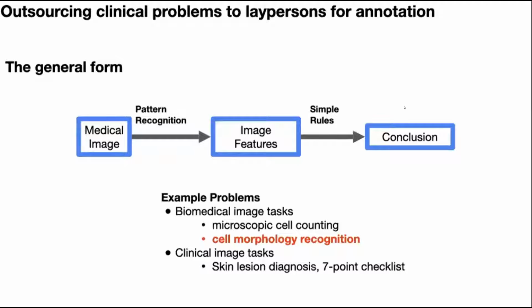Outsourcing clinical problems to laypersons for annotation generally takes this form. Given medical images, you perform pattern recognition to come up with some image features that you then base a conclusion on, given simple rules or protocols that are provided to the annotator. Some example problems are biomedical image tasks such as microscopic cell counting and cell morphology recognition, which we'll try to tackle in this presentation, or clinical image tasks like diagnosing a skin lesion, say as melanoma, or applying a 7-point checklist to it.